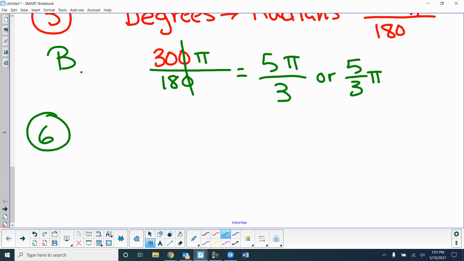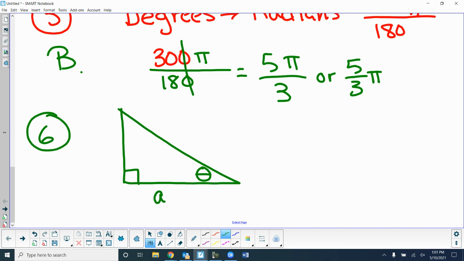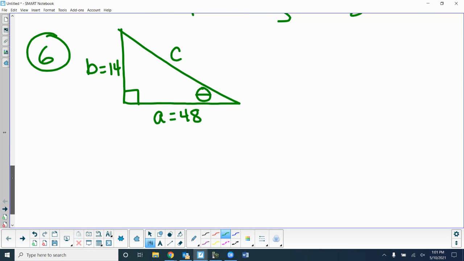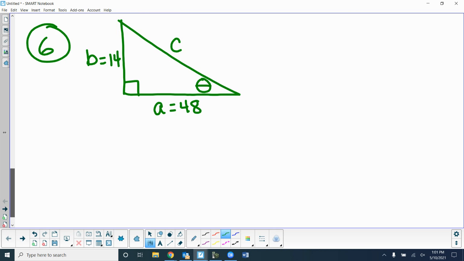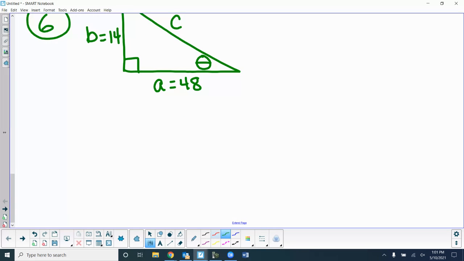Okay, number 6, we have a right triangle. They put theta down here, bottom right. And it said A was 48. And B was 14. And we have to look for C. Because we're supposed to figure out the cosecant of theta.